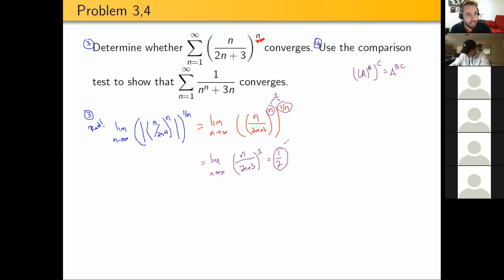And so this is a limit that is less than 1, right? And we can conclude, since the limit is less than 1, we conclude that this series converges absolutely.